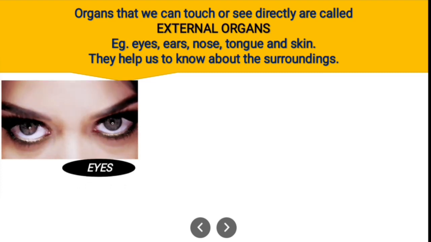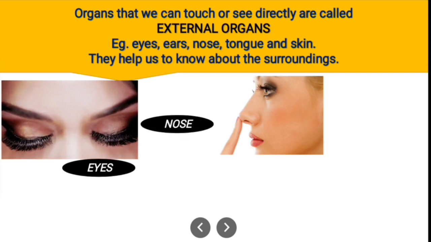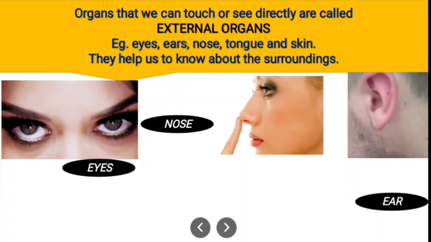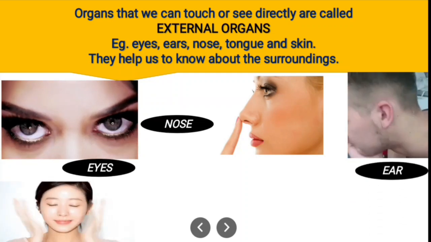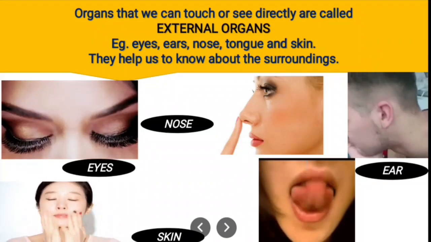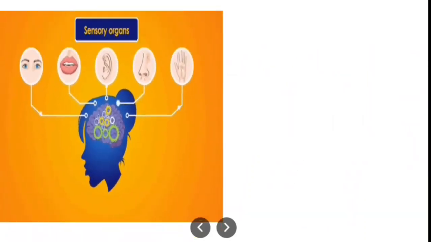So can you see the eyes? Next comes the nose. Next comes the ears. Next is the skin. And the next is the tongue. So these are the external organs. Moving ahead to the internal organs.